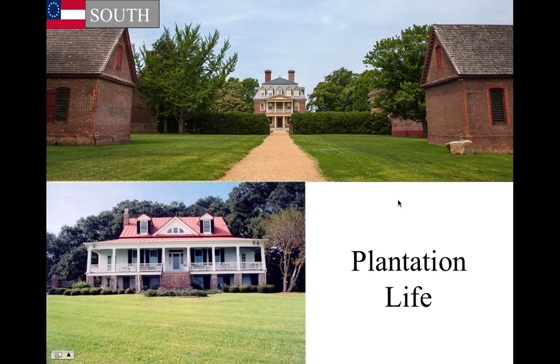And of course, most of these plantations in the American South were growing cotton. Some of them were growing tobacco, and we'll get into that here in a little bit. Most of them are growing cotton, and that's the number one export out of the South. That's how these people are making their fortunes.